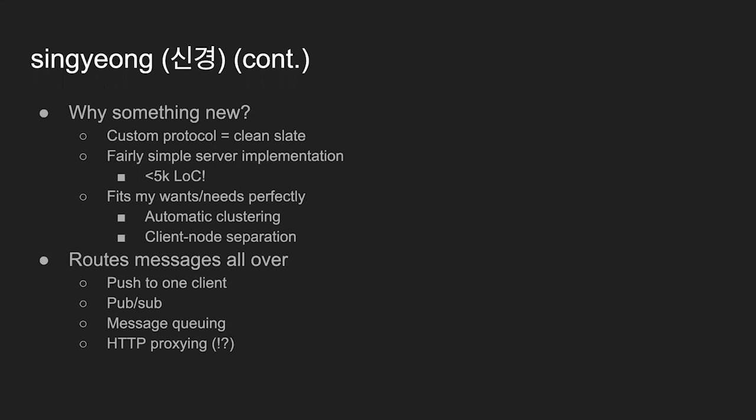So we have things like automatic clustering. You can just spin up nodes and they can find each other. You have client node separation, this idea that if a section of the cluster disappears, you won't have to worry about messages being routed somewhere that they can't reach because of how clients are partitioned across nodes. And so it can route messages all over. You can push a message to a single client, you can pub sub, you can queue messages, and you can also do HTTP proxying. And that last one feels weird because this is message queuing. How does that come in?